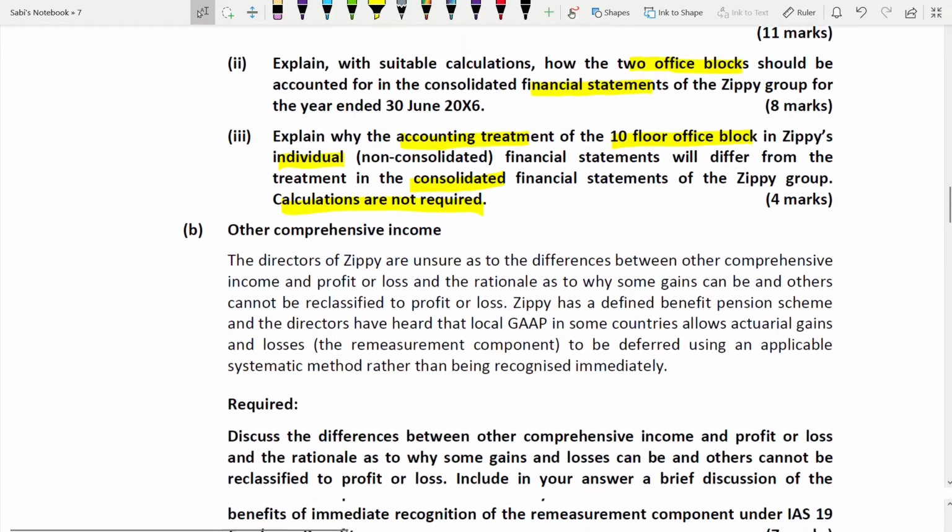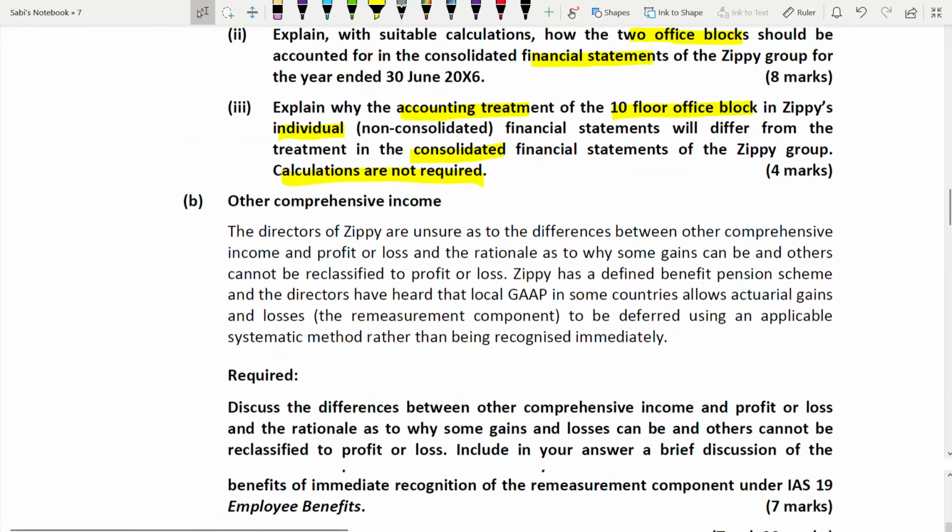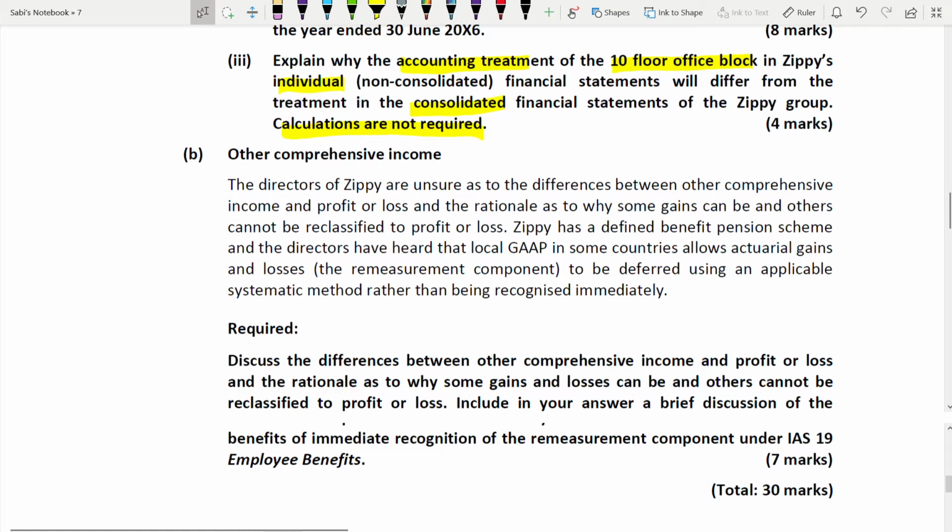And then coming to requirement B. Requirement B is relating to other comprehensive income, as we can see. We'll read it, and it is 7 marks. For requirement B, this whole paragraph is relating to requirement B only. So whatever is above is only for requirement A. Two things are there: one is the subsidiary Guinea, the other is the office block, which is the investment property.